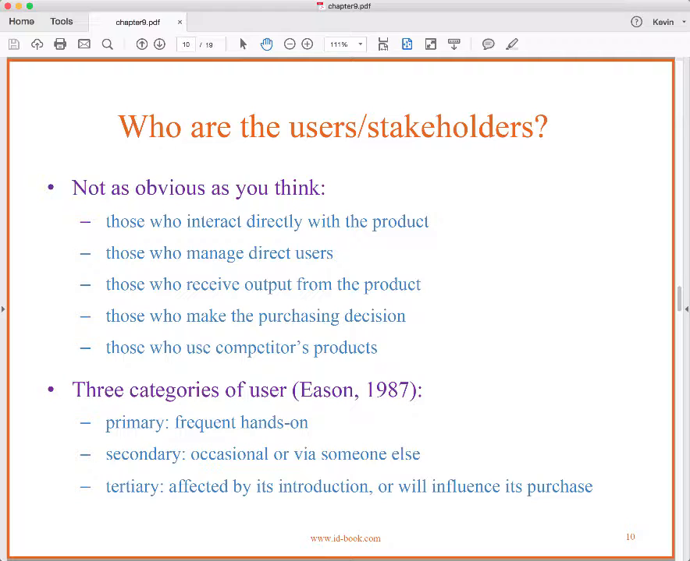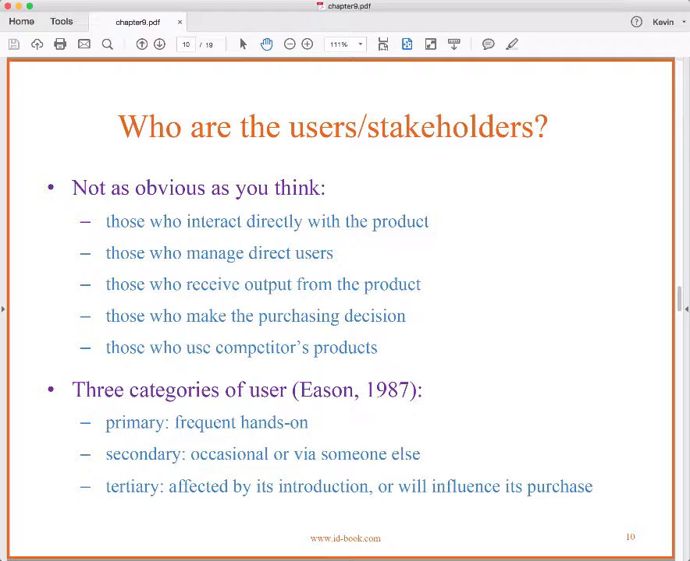system. Now, the language of human-computer interaction is very user-centric, okay? And so my explanation, for instance, the second group of bullets on the slide here, three categories of user, and this comes from the researcher Eason in 1987: primary, secondary, and tertiary. So primary users have frequent hands-on use of the system or product. Secondary have occasional use, or use via someone else. Okay, so this I guess could be somebody. It would include both an occasional user who's not using it on an everyday basis, or somebody who's kind of served by a primary user.